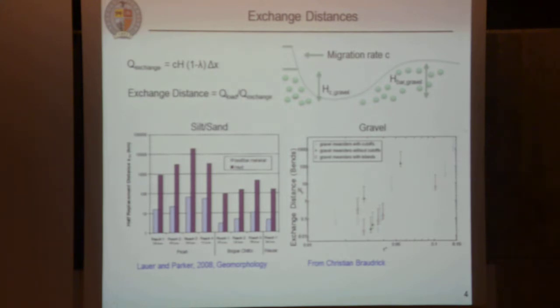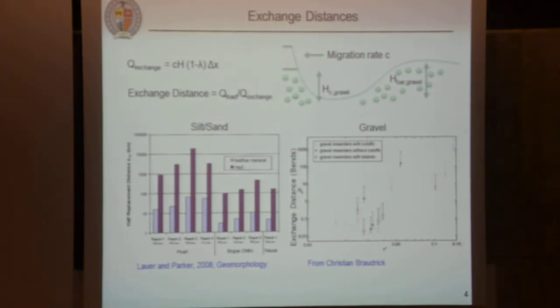But once you get down to the size of bar material in sandbed systems, you're talking about kilometers over which you would exchange that material, given the measurements of migration that we have. And similar work has been done by Christian Broderick. Bill Dietrich provided this photograph or image for me the other day. Same basic calculation where you're looking at the coarser fraction in gravel bed meandering streams.